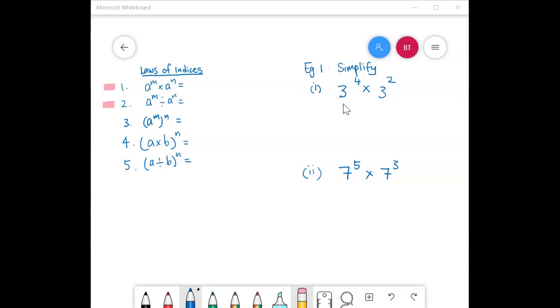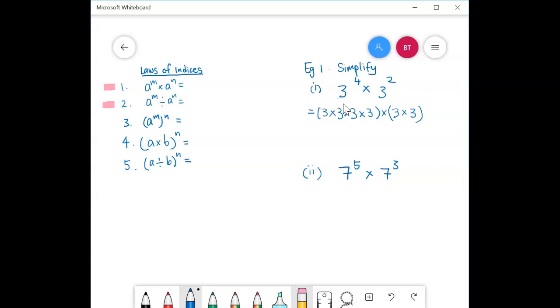In secondary 1, you have learnt how to decompose 3 to the power of 4 into 3 times 3 times 3 times 3. The power of 4 simply refers to the number of times base 3 appeared in the multiplication. So power 4 means 3 appeared 4 times and they get multiplied together. Likewise, 3 to the power of 2 means I see 2 3's getting multiplied together.